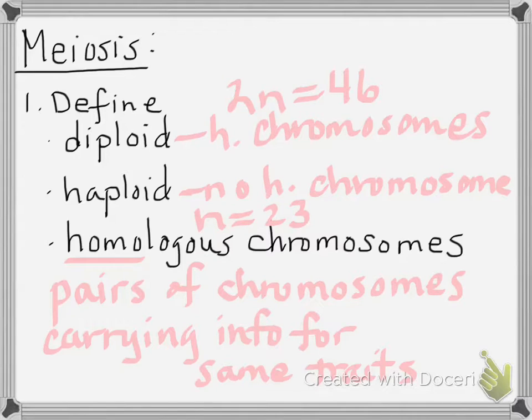So diploid cells have homologous chromosome pairs. They have 2 sets, a maternal set and a paternal set, and every individual maternal chromosome has a matching partner that's paternal. Except if you're a little boy. If you're a boy in the classroom, you have 1 pair of chromosomes that don't match up.